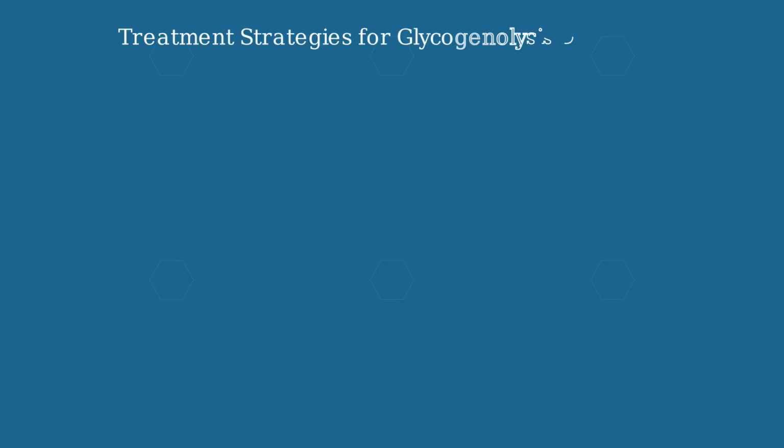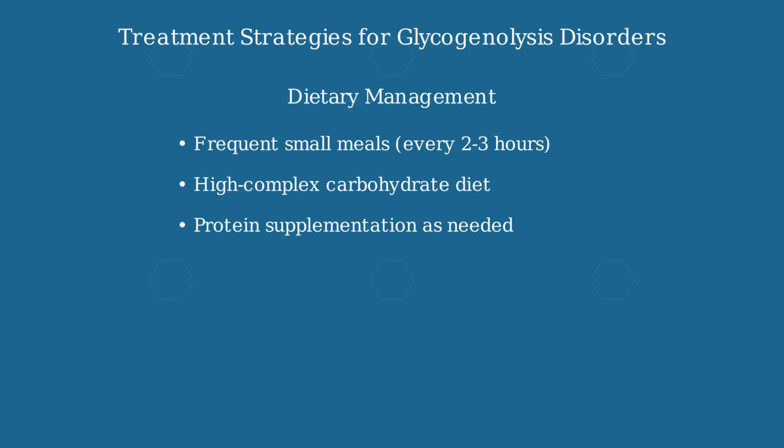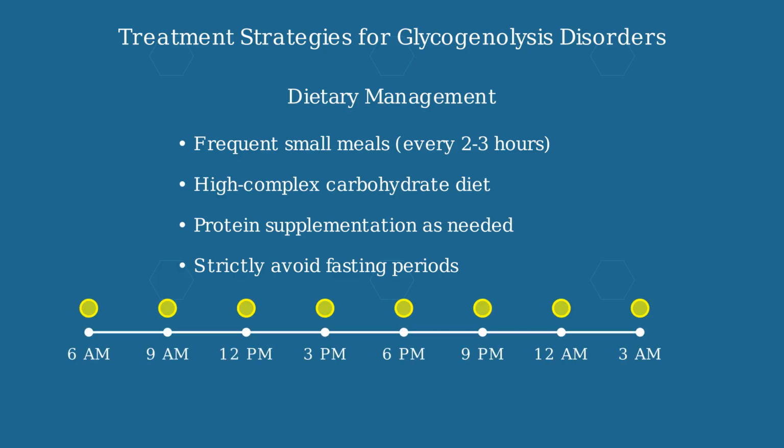Treatment strategies for glycogenolysis disorders focus on managing symptoms and preventing metabolic crises. Dietary management is the cornerstone of treatment. Patients need frequent meals every 2 to 3 hours to maintain stable blood glucose levels. A diet high in complex carbohydrates provides sustained energy release. Protein supplementation may be necessary depending on the specific disorder. Strictly avoiding fasting periods is critical, as even short periods without food can trigger dangerous hypoglycemia.